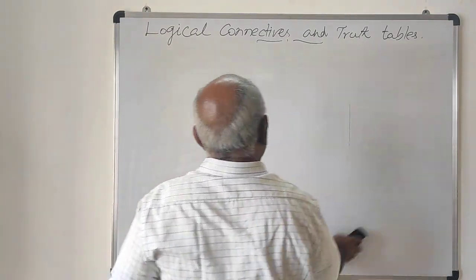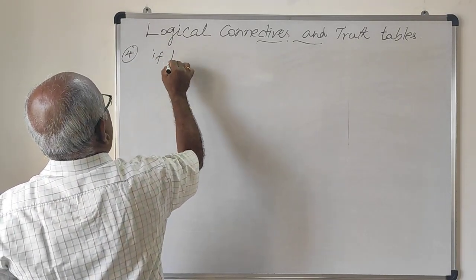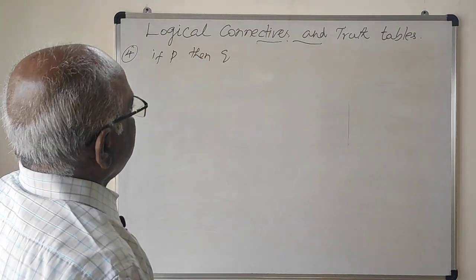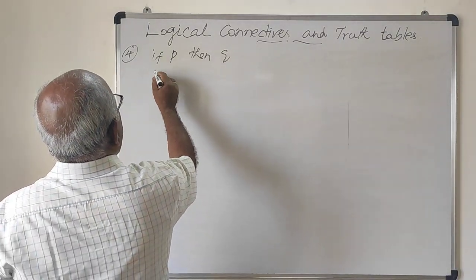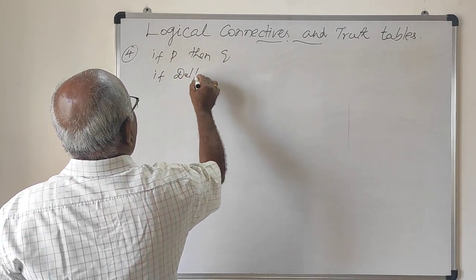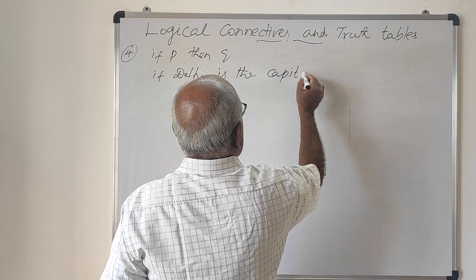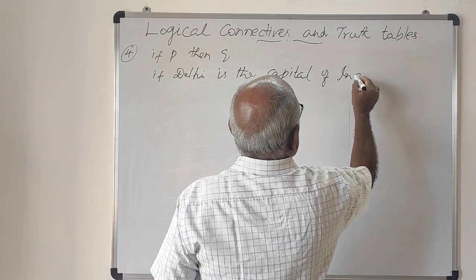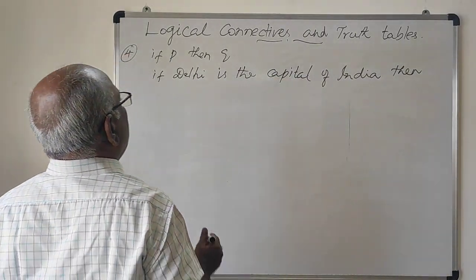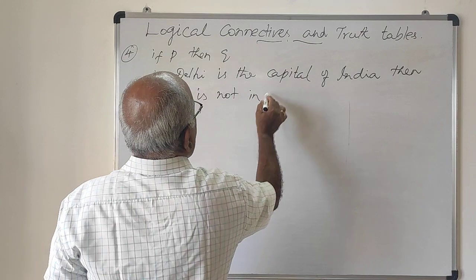The single conditional statement: if, then. The fourth one is if P then Q, that is, if-then. For example, if Delhi is the capital of India, then Ooty is not in Kerala.